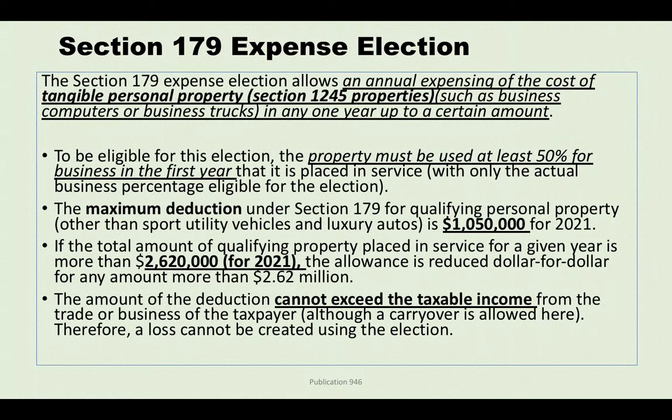So basically what this means is, let's say your taxable income this year is $500,000. You cannot deduct 1.05 million and get a loss; the excess you carry forward. You cannot deduct more than your taxable income. If your taxable income is $5,000, then that's it. You can reduce your taxable income all the way to zero, but you cannot have a taxable income that is a loss. That's what they are trying to say here.